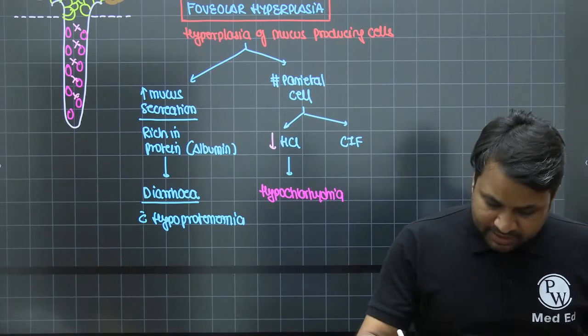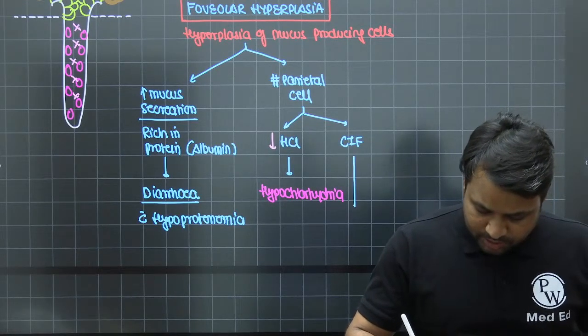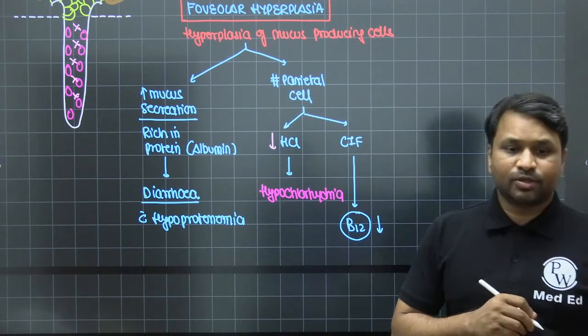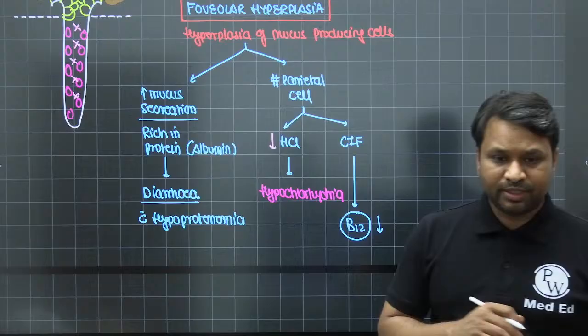And if the Castle intrinsic factor is reduced, this is going to result in B12 deficiency.